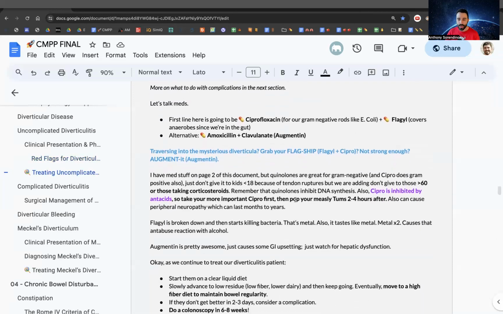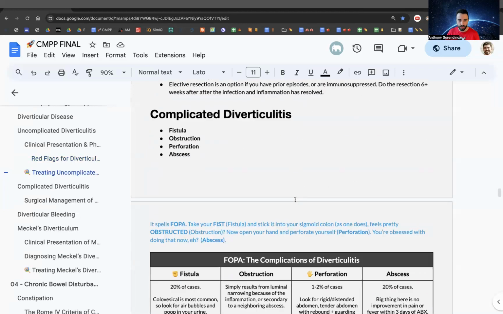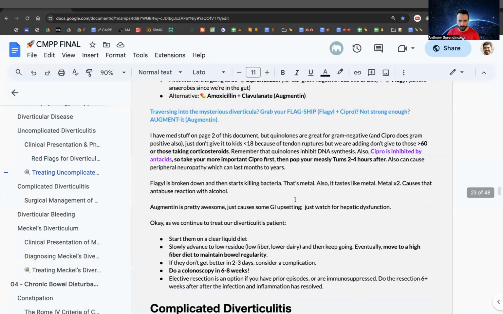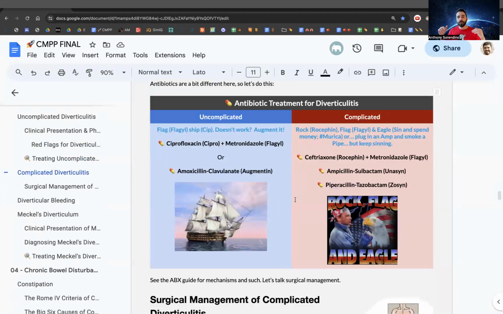Okay, meds. Oh, geez, there's a lot going on here. All right, let's just go to this chart and then we'll go back. Okay, so if it's uncomplicated treatment for diverticulitis, you break out your flagship. So flag is Flagyl and cip is ciprofloxacin. Both of those, okay? It's your flagship.